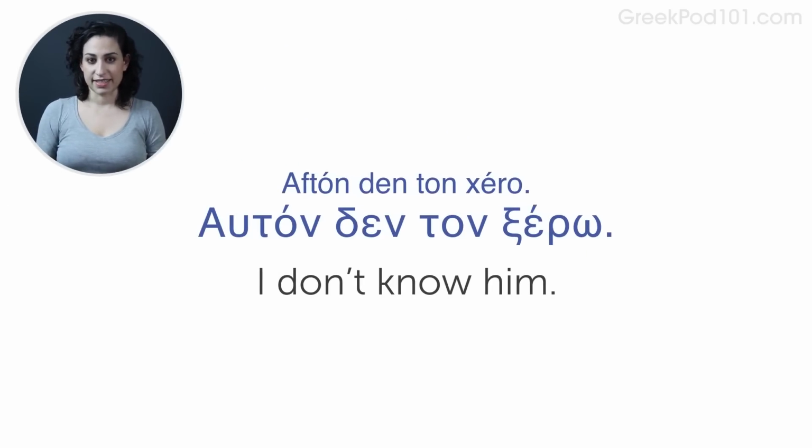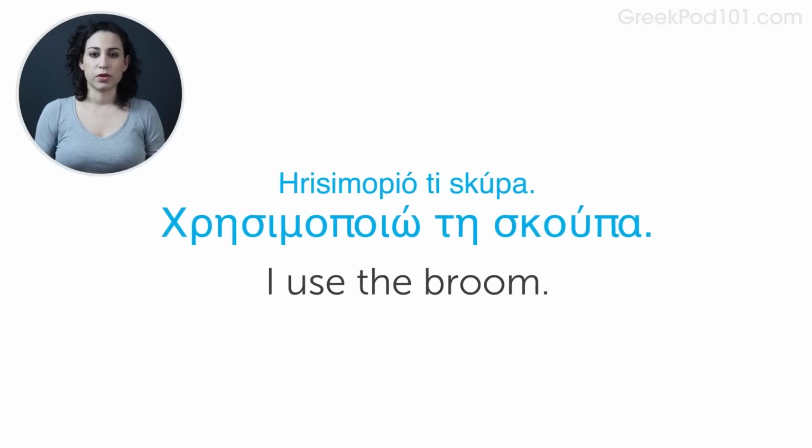Here are some sample sentences. Αυτόν δεν τον ξέρω, I don't know him. Χρησιμοποιώ τη σκούπα, I use the broom. Following up, let's see why we keep the final ni in some words.